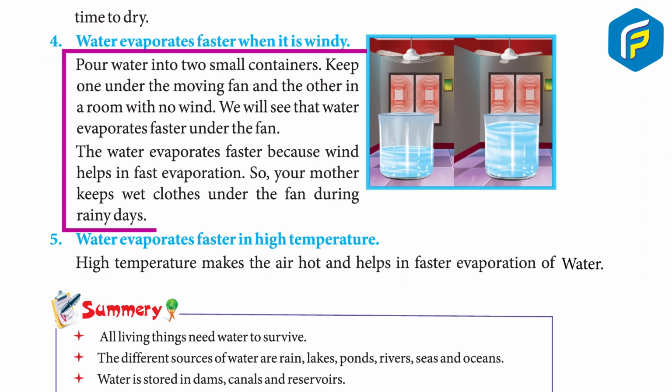4. Water evaporates faster when it is windy. Pour water into 2 small containers. Keep one under the moving fan and the other in a room with no wind. We will see that water evaporates faster under the fan. The water evaporates faster because wind helps in fast evaporation. So, your mother keeps wet clothes under the fan during rainy days.